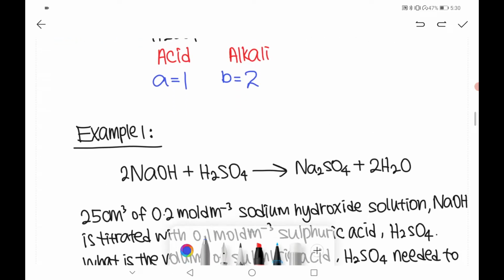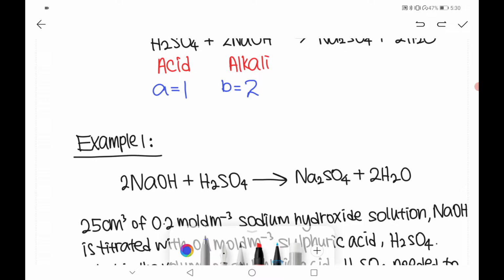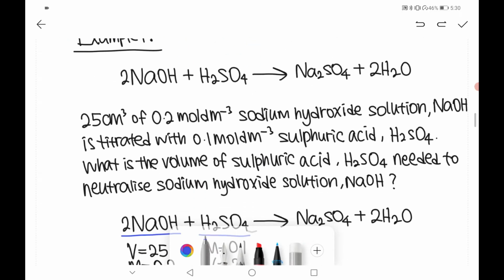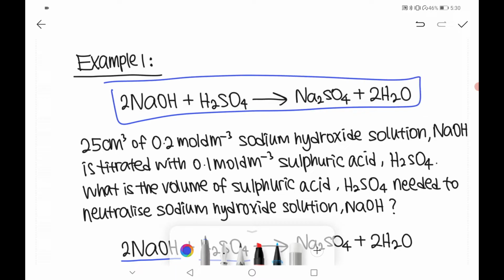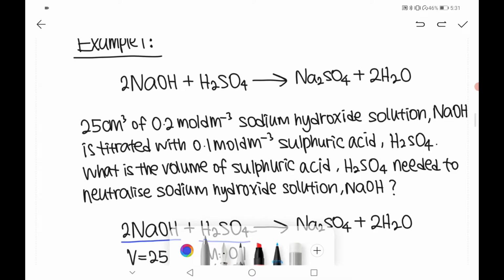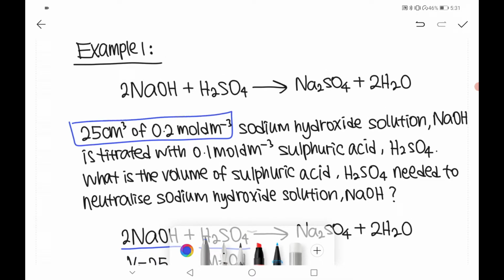Now I will show you how to calculate a neutralization reaction question. I will show you a few examples, so let's start with the first one. In this example, we are given a chemical equation. The chemical equation gives us information for the sodium hydroxide, and tells us it is titrated with sulfuric acid. The question asks, what is the volume of sulfuric acid that is needed to neutralize the sodium hydroxide solution?